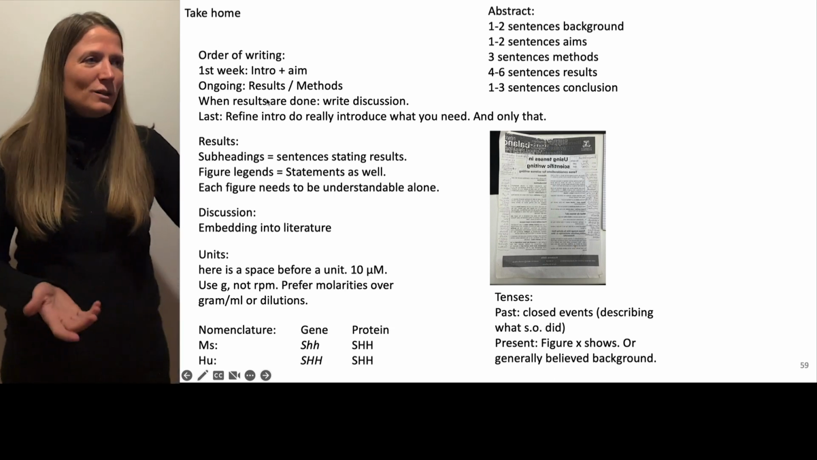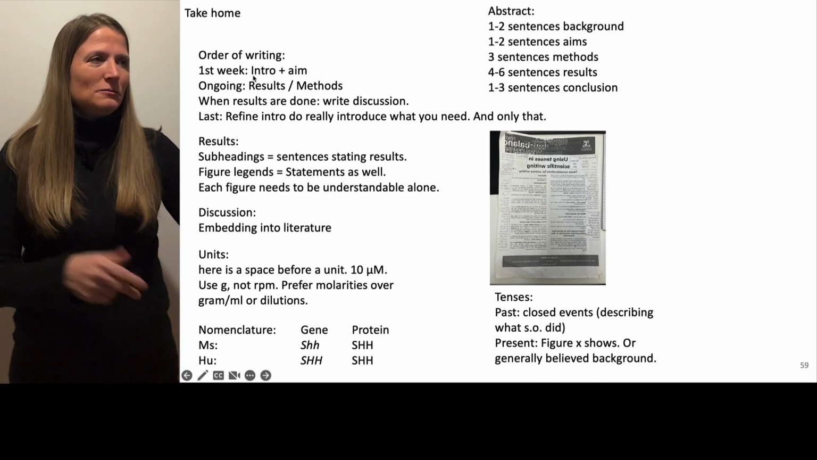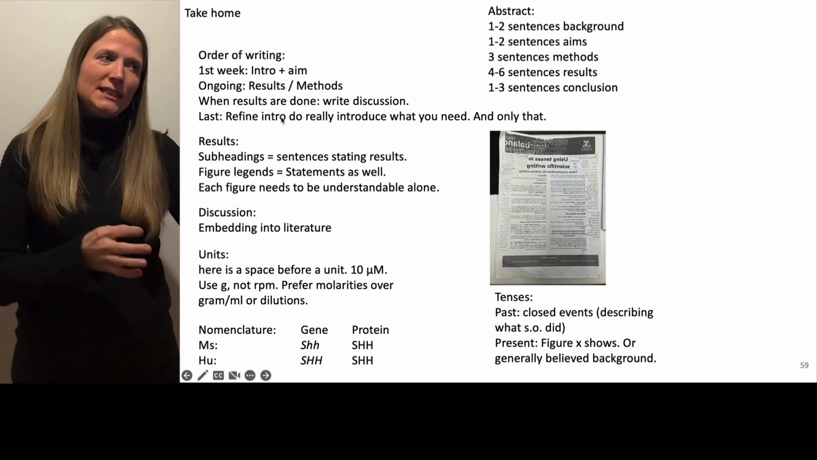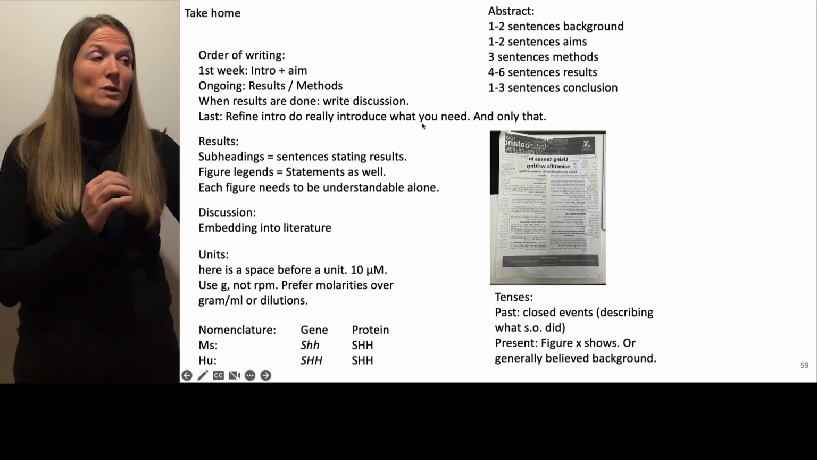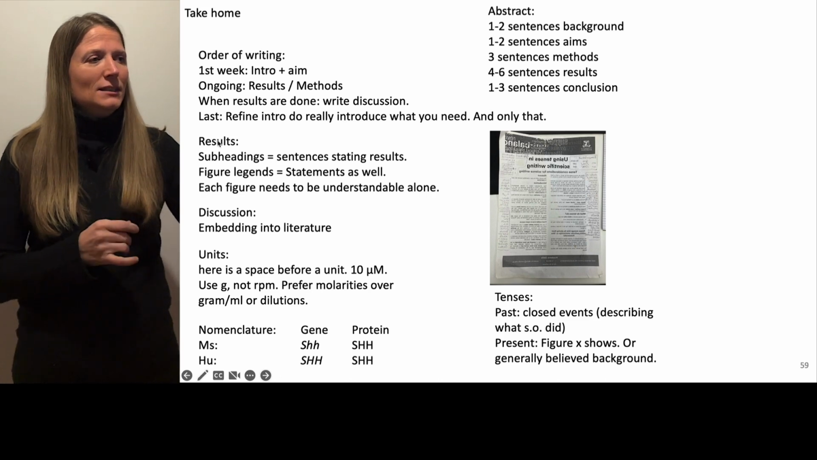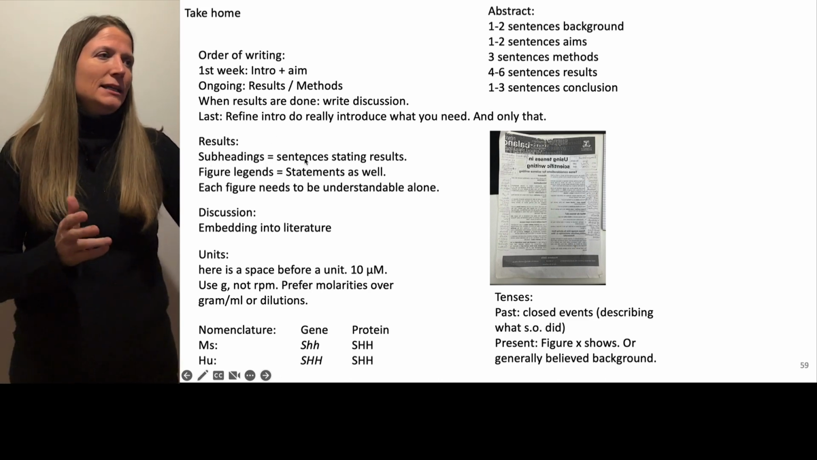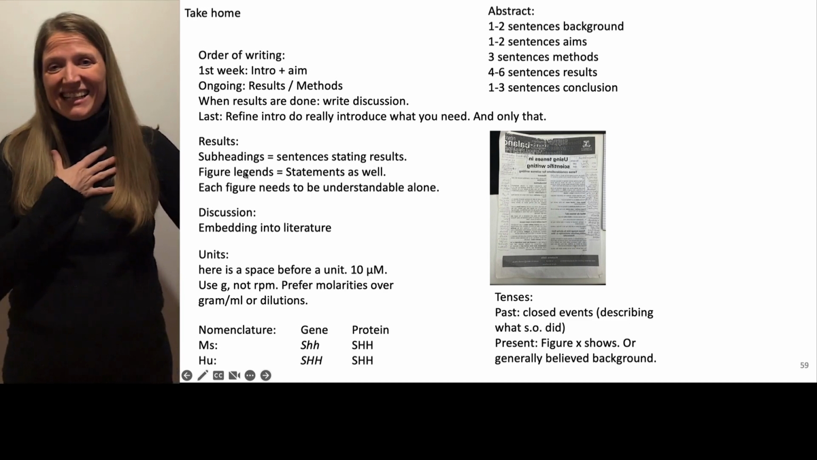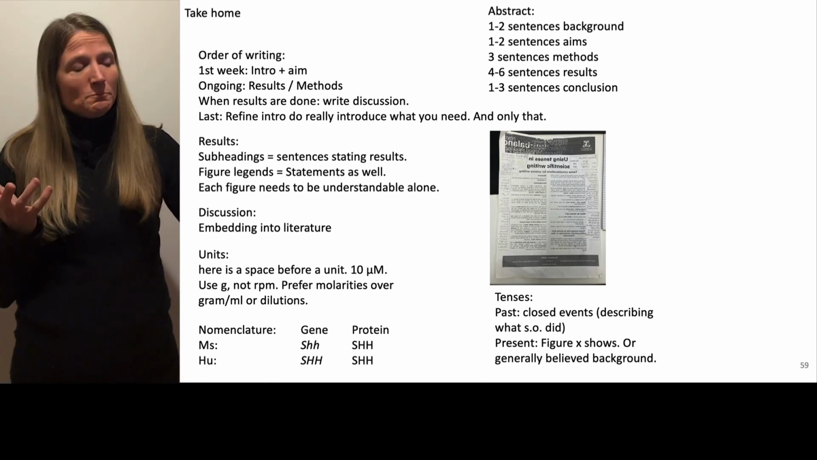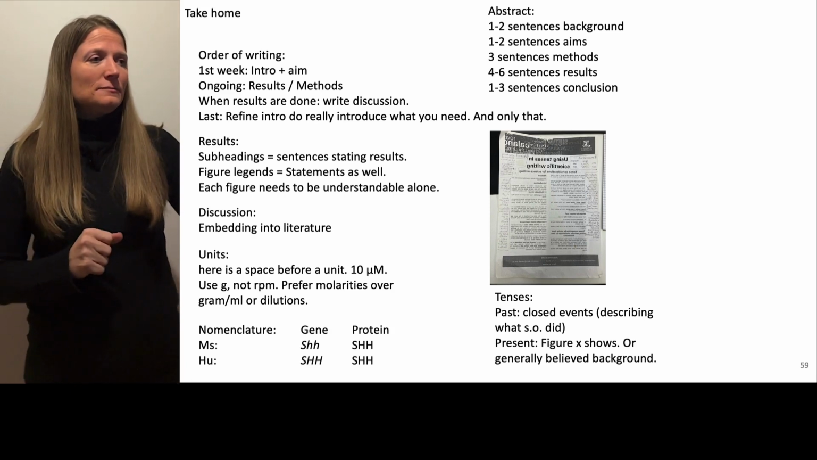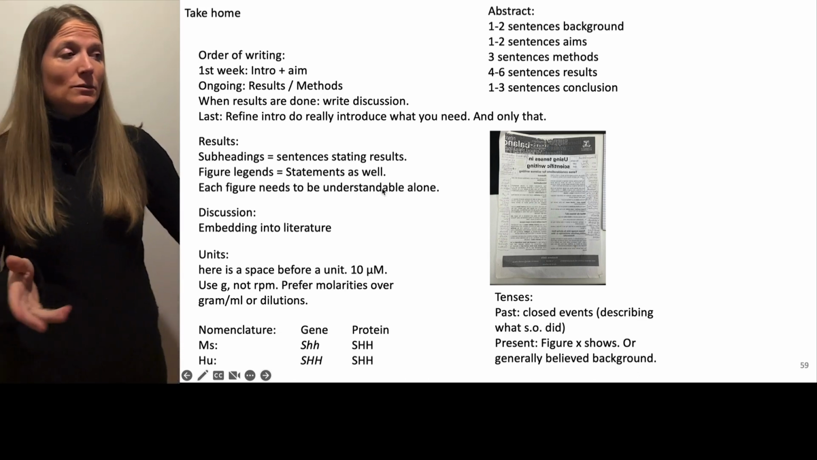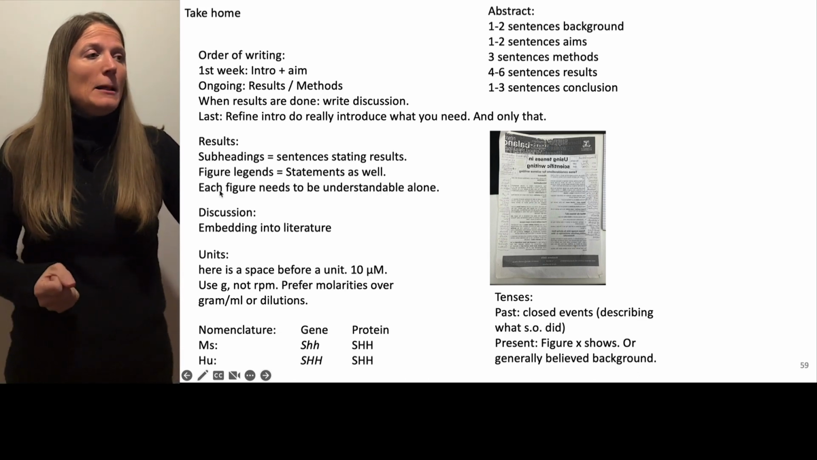So the order of writing: your first week, write the intro and aim, ongoing, results and methods. When results are done, write discussion, last, refine intro to really introduce what you need, and only that. The results, subheadings are sentences stating results. The figure legends, I like them as statements as well, but this is a matter of choice. Each figure needs to be understandable alone. I hope by now you understand what this means.